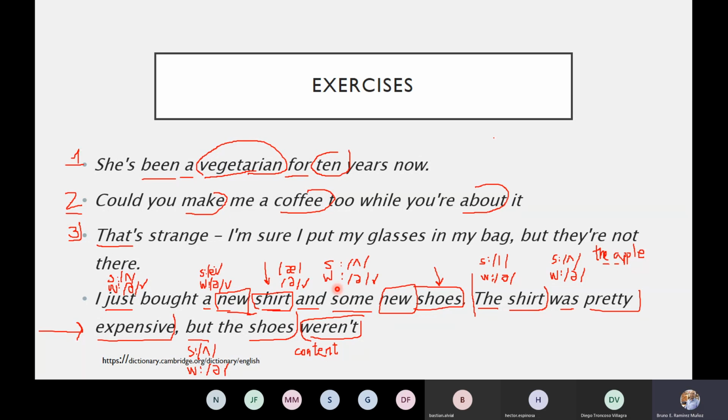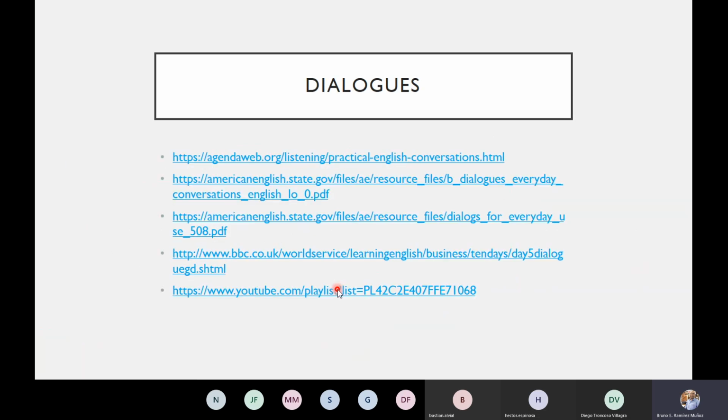Okay, now in the following slide, there are several website links. We've got 1, 2, 3, 4, and 5. Let's take a look at the first one, what it looks like, to explain what you have to do.